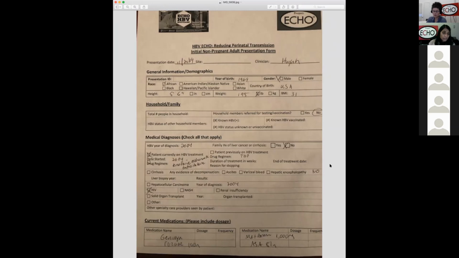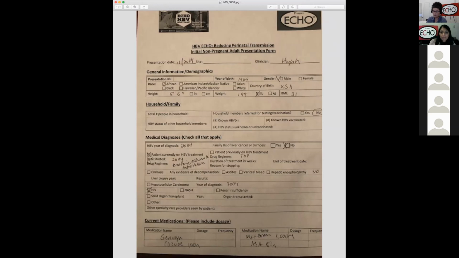Yeah, that's pretty simple. He is doing well. He still has the surface antigen positive, but he's converted from envelope antigen to envelope antibody, and his DNA is undetectable and his ALT has been normal.